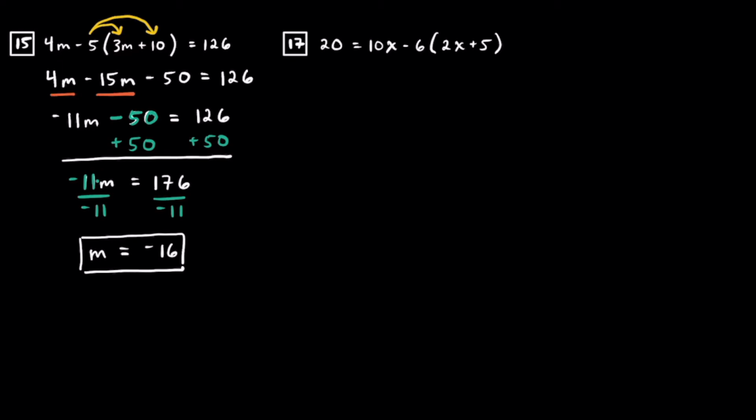For number 17, we have 20 equals 10 minus 6 times the quantity of 2x plus 5. So again, before we try to combine like terms, let's distribute first. That's going to take precedence each time. So let's copy down some of the stuff that we just need for later.